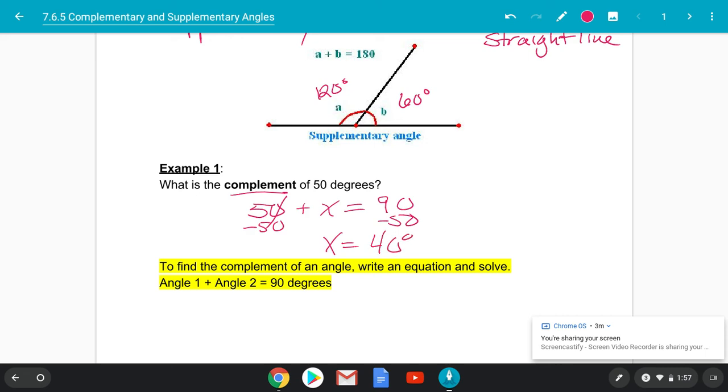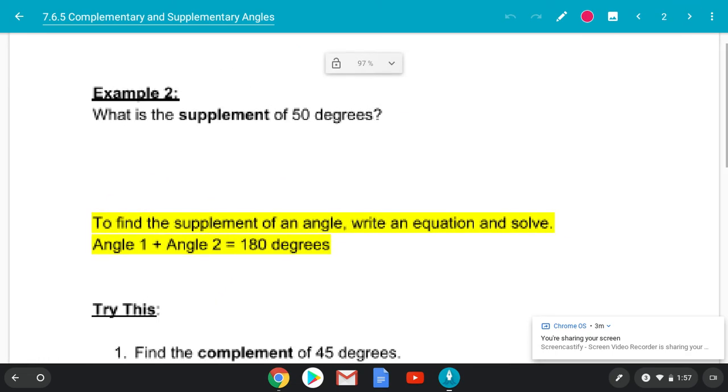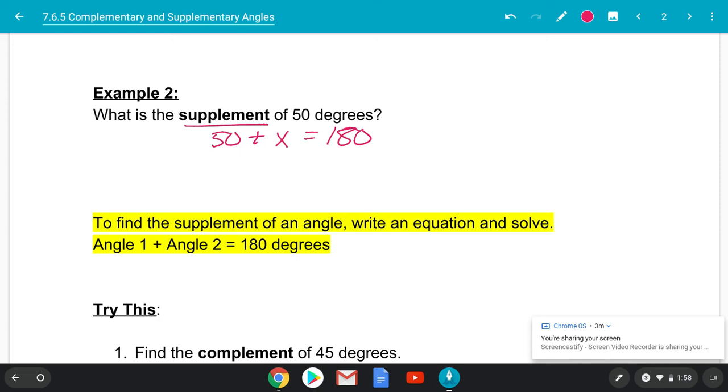So to find the complement of an angle, we write an equation, which is the sum of our two angles equals 90 degrees, and we can solve. For our next example, we want to know what is the supplement of 50 degrees. Again, we need to know what that word means. Supplement is talking about supplementary angles, which we know now adds up to 180 degrees. So we take this 50 degree angle plus our unknown other angle, and set that equal to 180 degrees.